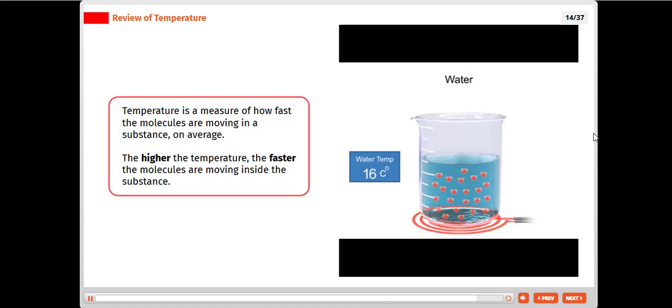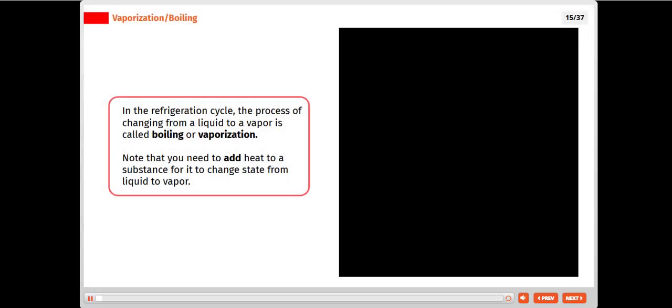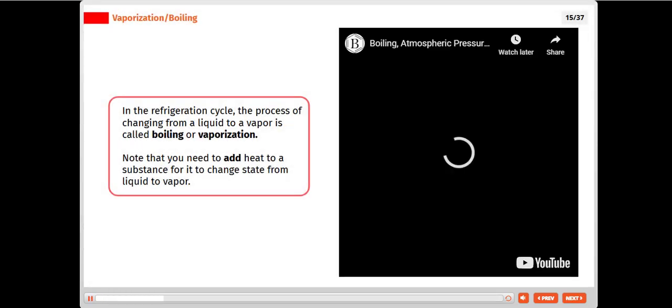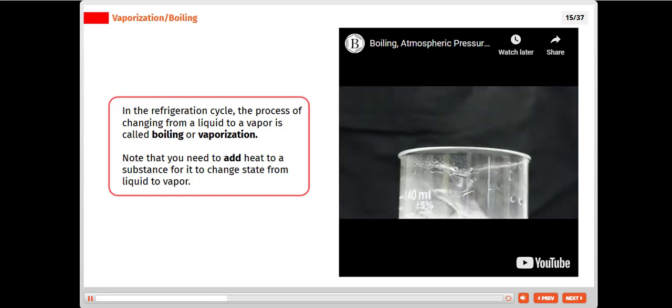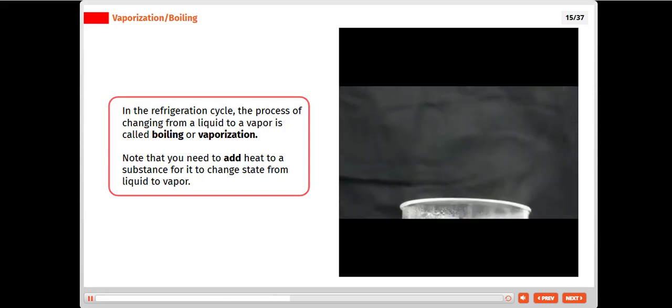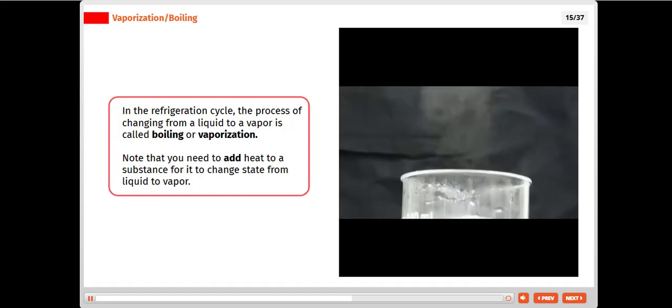In the refrigeration cycle, the process of changing from a liquid to a vapor is called boiling or vaporization. Note that you need to add heat to a substance for it to change state from liquid to vapor.